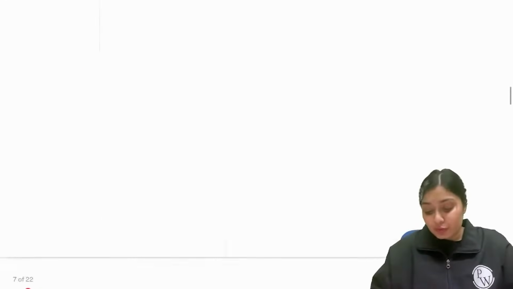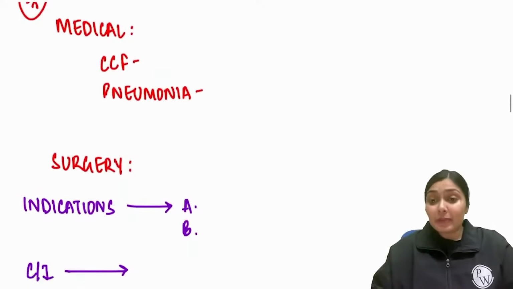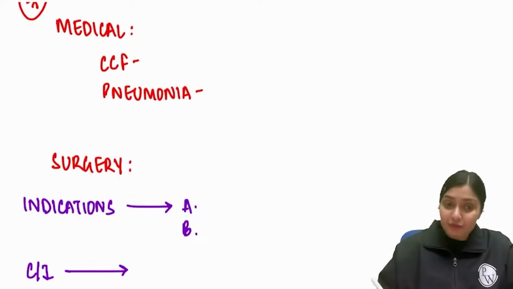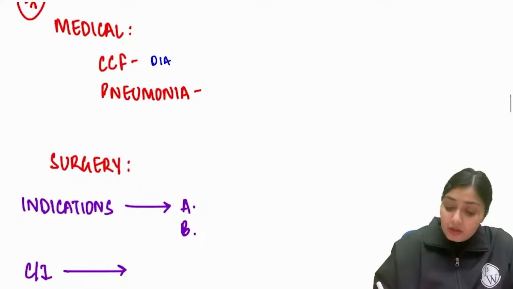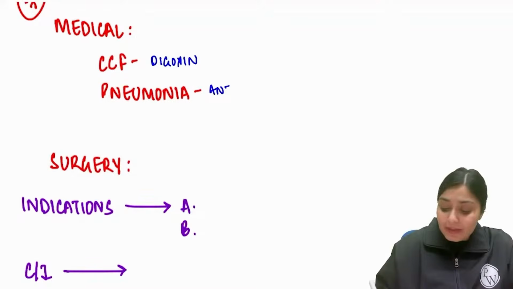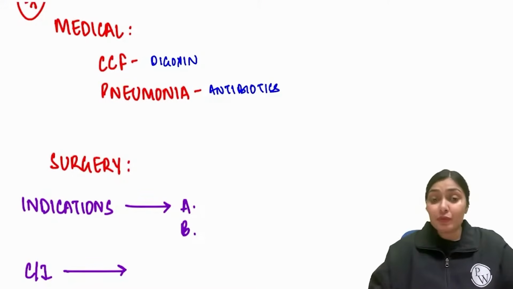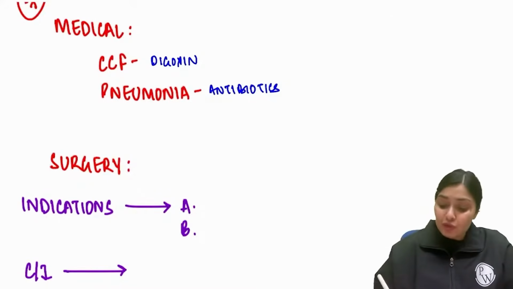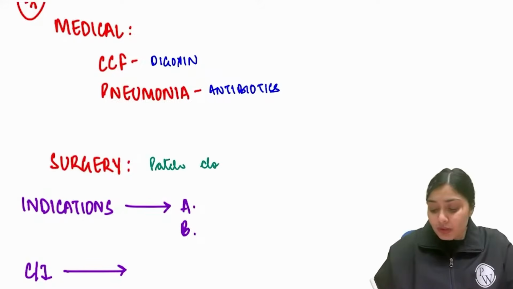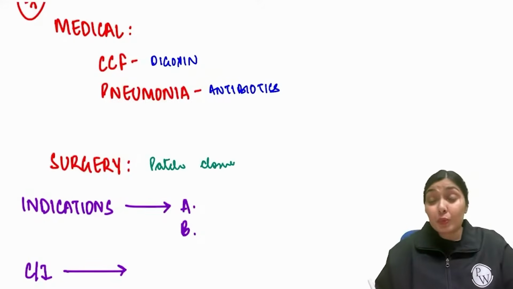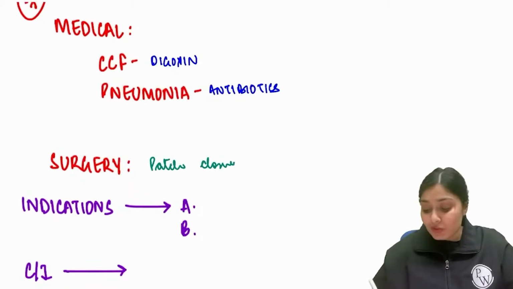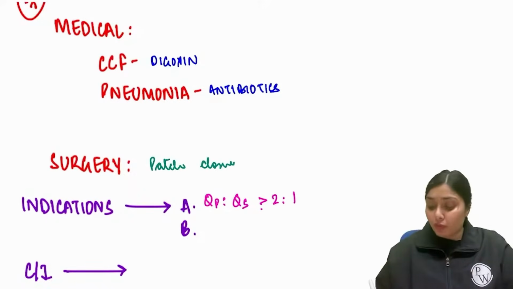So what would be the treatment over here? Firstly, let's talk about the medical management. If there is congestive cardiac failure, I need to give digoxin. For pneumonias, we add antibiotics. But the definitive treatment would be surgery. In surgery, we do patch closure. And what is the indication for doing this surgery? Firstly, if the pulmonary to systemic flow QP/QS ratio is more than 2:1, then we go for surgery.